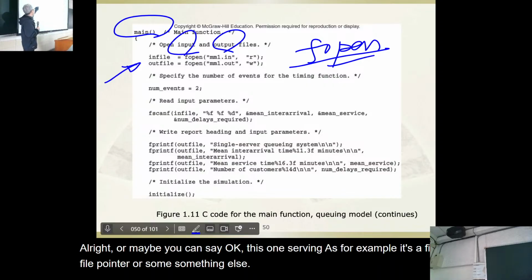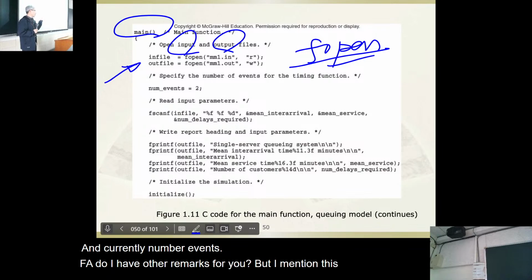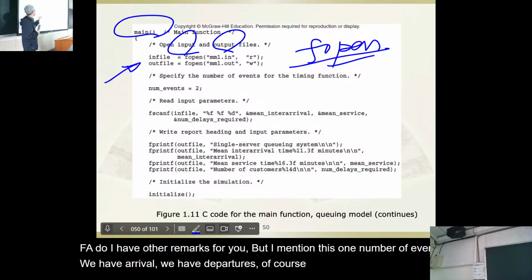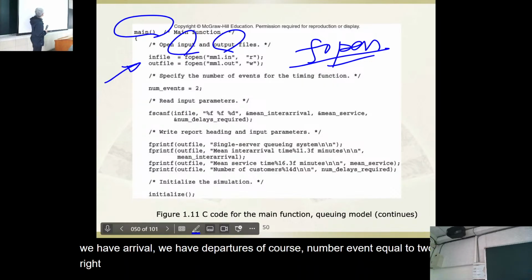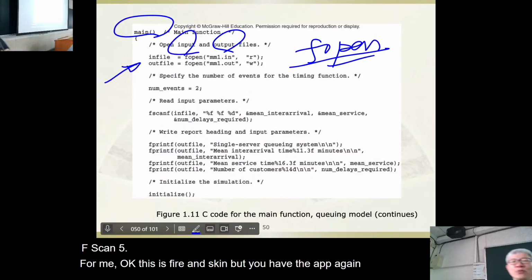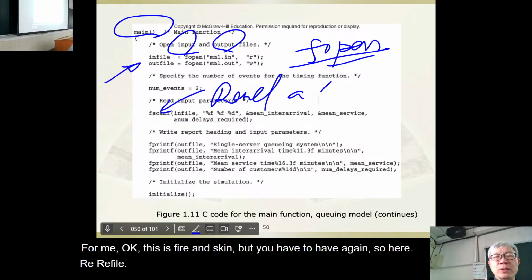And currently, number of events. In fact, we will have the remarks for you, but I mentioned this already. Number of events, we have arrival, we have departures, of course. Number of events equal to 2. All right. And read input parameter using fscanf. For me, okay, this is file and scan, but you have f again. So here, read the file. All right, read the file. You see, read the file.